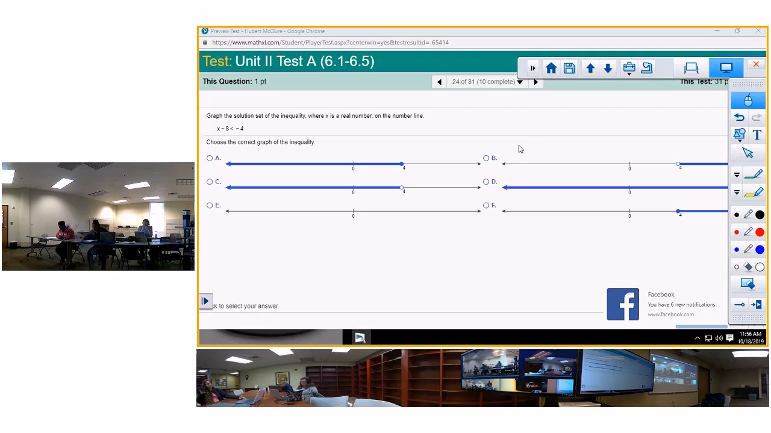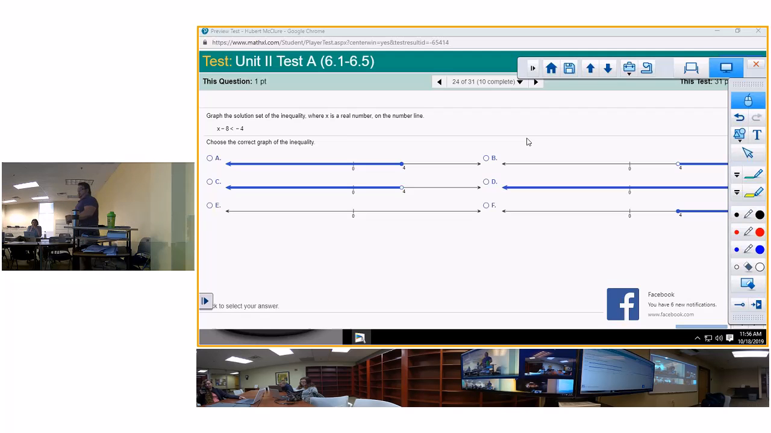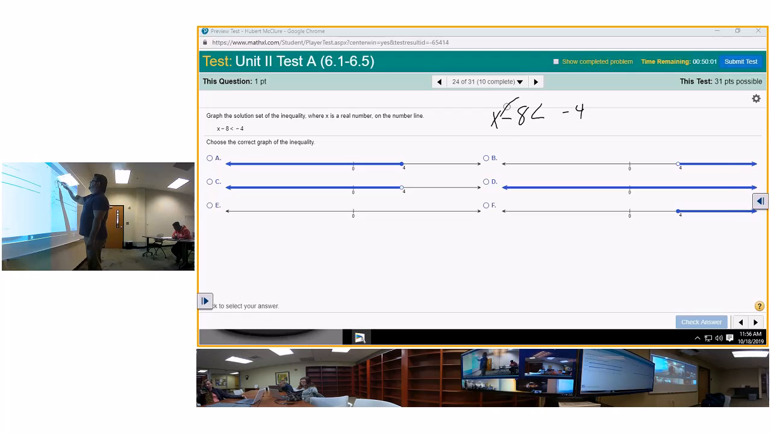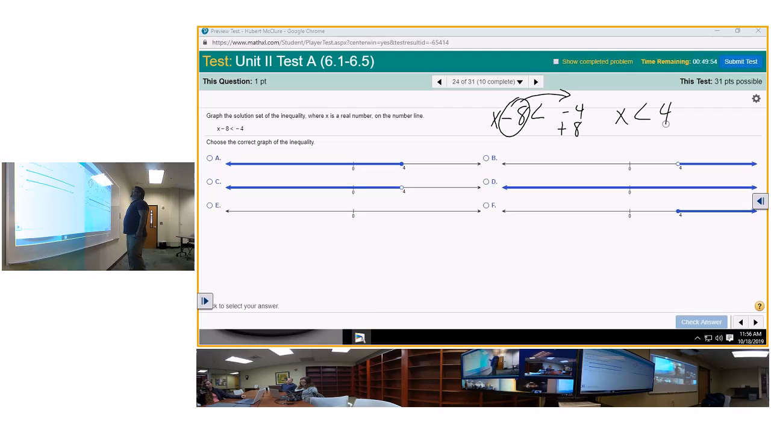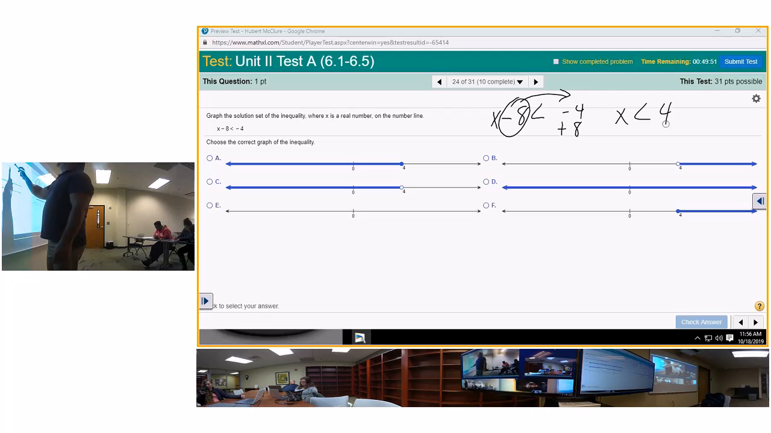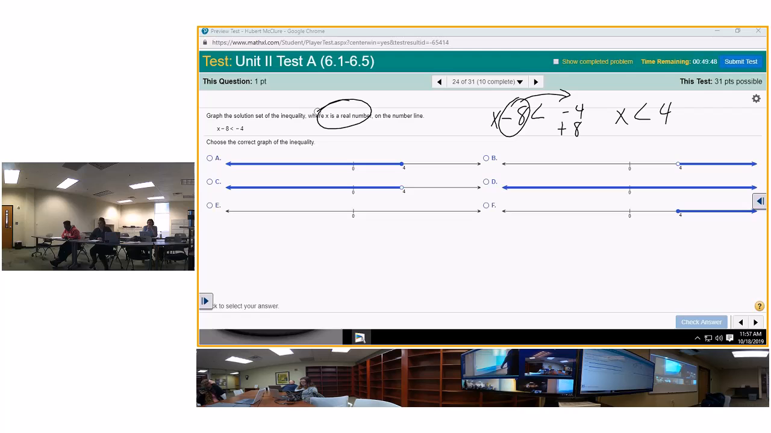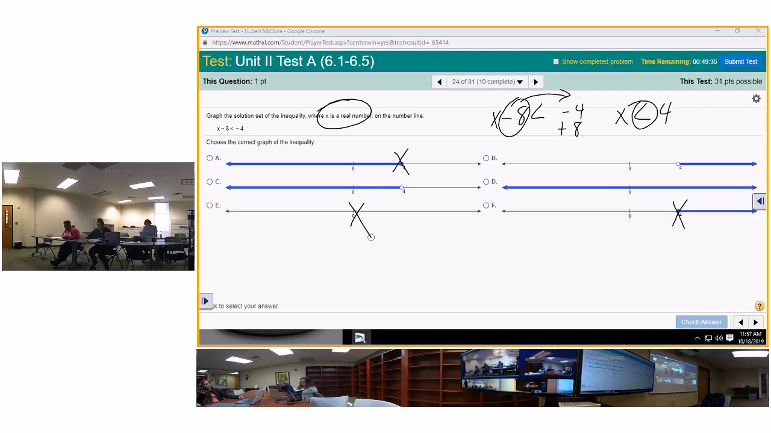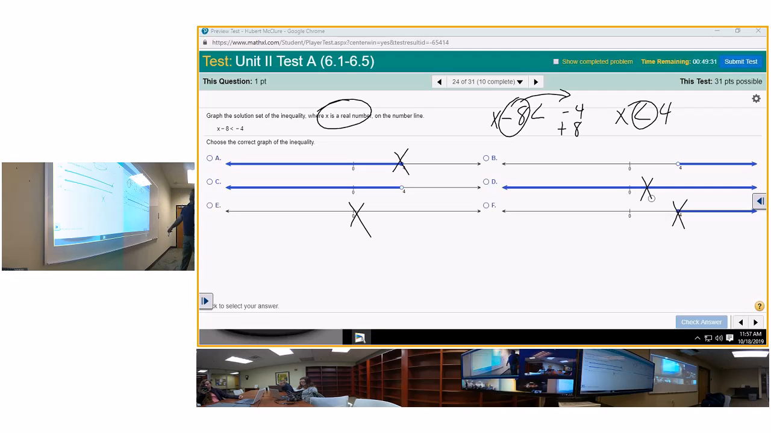Real number. x minus a is less than negative 4. Is the variable positive? Positive 8. So x is less than 4. And of course, real number, which means a line. And this is an open circle. So the closed circles can go away. And these, that's no solution. So which one is less than 4?